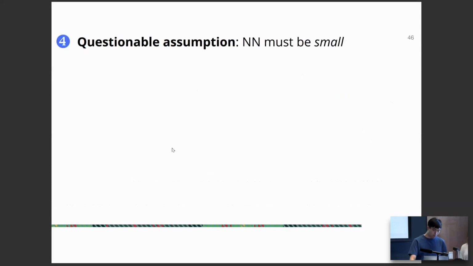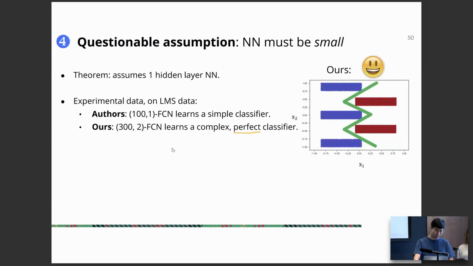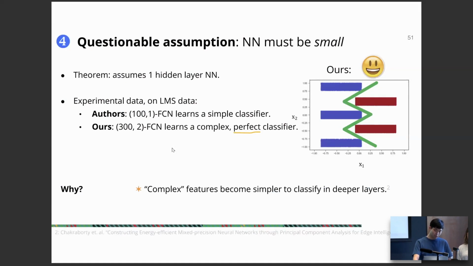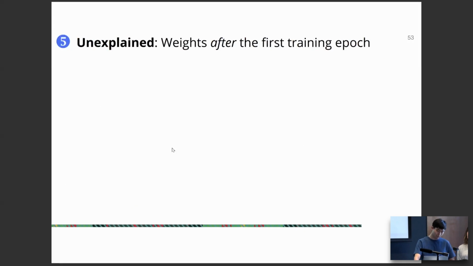Four, the authors based their paper on relatively small neural networks, namely a single hidden layer network. And they show extreme simplicity bias occurs in this case. However, our experiment with a more complex network manages to find a perfect classifier. And this may be because complex features can become simpler in higher dimensions. And so we would need to explain extreme simplicity bias for larger networks.